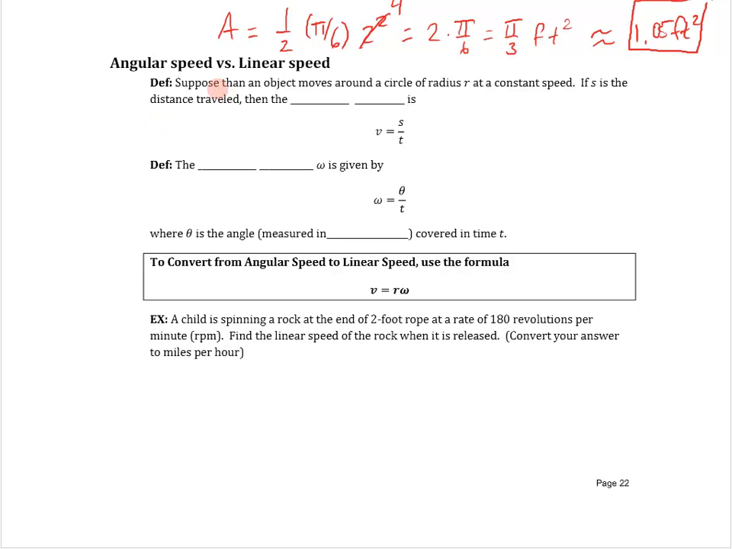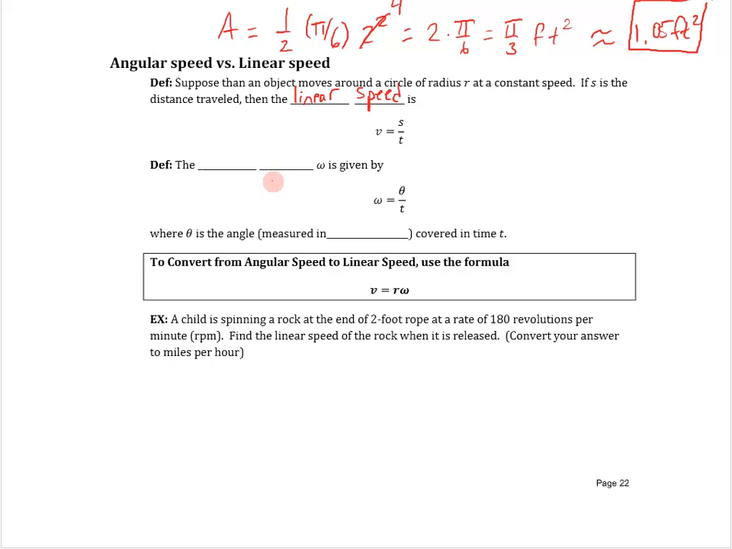Let's define linear speed first. Suppose an object moves around a circle of radius r at a constant speed. If s is the distance traveled, then the linear speed, that is the actual speed that they're moving in the direction that they're moving, is v equal to s over t. V stands for velocity, which is distance over time. So if you're traveling in miles and your time is in hours, that's miles per hour. Time is on the bottom, length is on top.